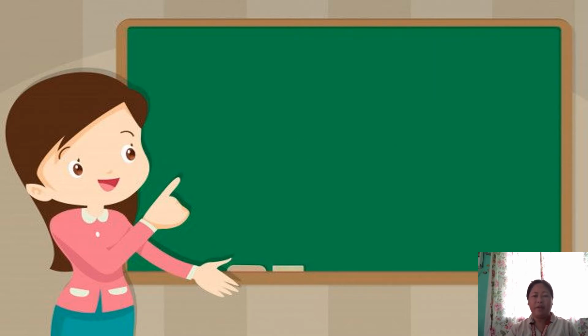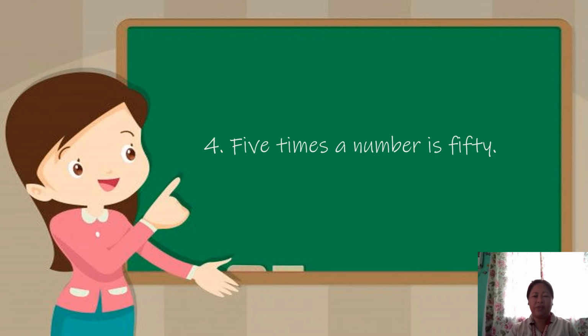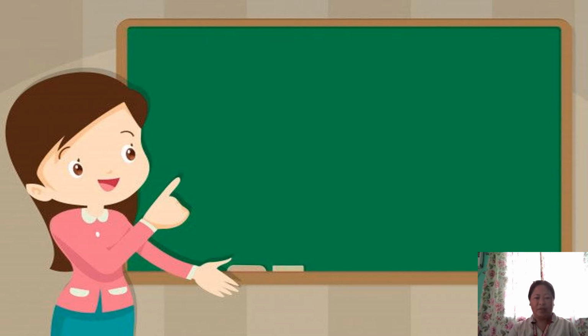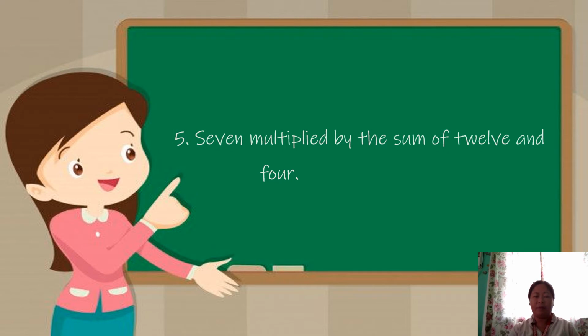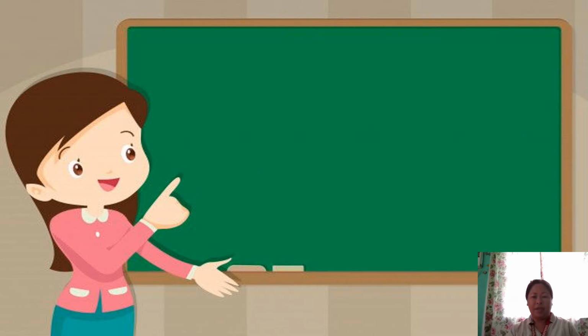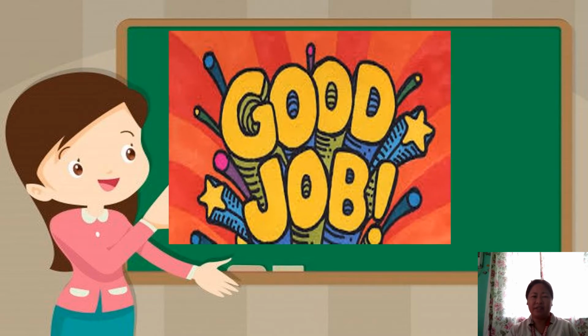Number 4. 5 times a number is 50. An equation. Number 5. 7 multiplied by the sum of 12 and 4. The answer is expression. Good job, kids!